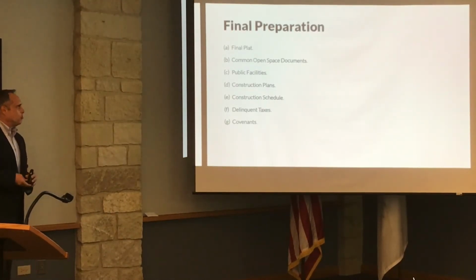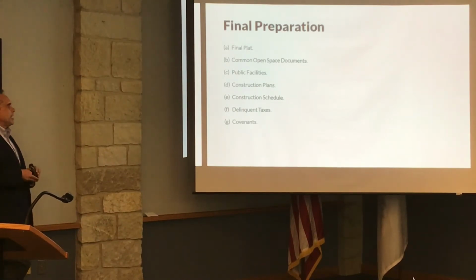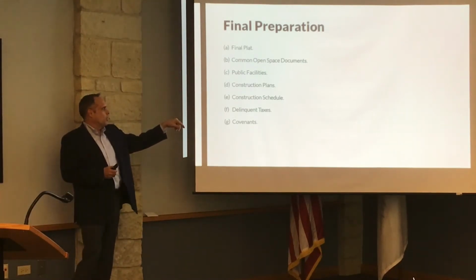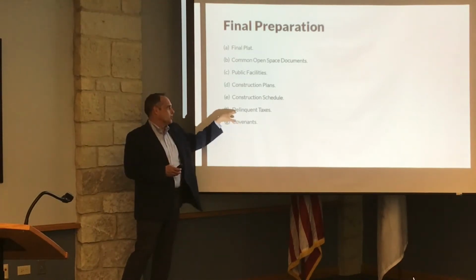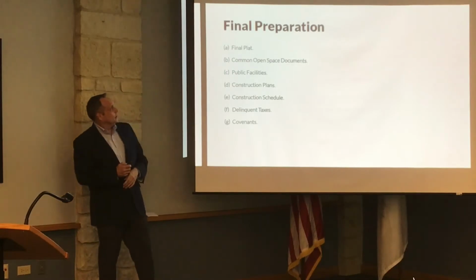You have to submit a final plan, common open space documents identifying all the open space and how it's going to be taken care of. Public facilities, the construction plans, construction schedule. They have to submit a statement that there's no delinquent taxes, so they don't have to submit delinquent taxes, but a statement that there aren't any, and then any covenants that run with the land.